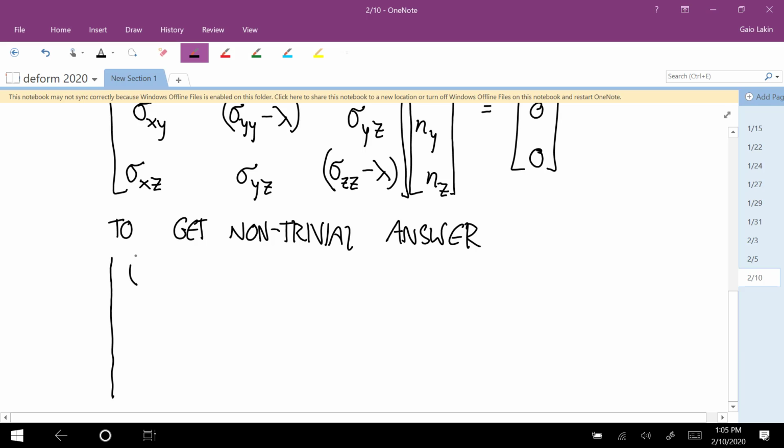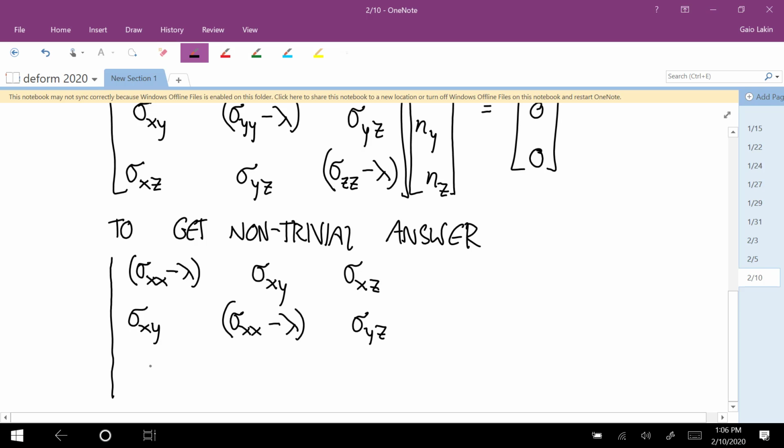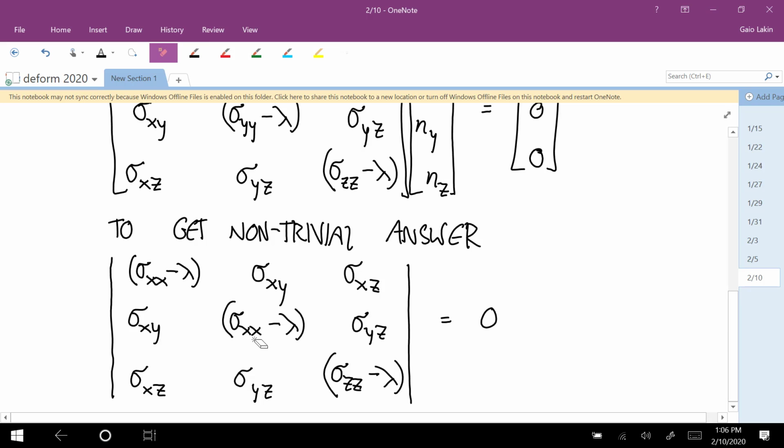So the determinant of, I guess I'm going to write it again. Sigma xx minus lambda, sigma xy, sigma xz; sigma xy, sigma yy minus lambda, sigma yz; sigma xz, sigma yz, and sigma zz minus lambda. The determinant of that matrix is equal to 0. Yes? Yes, it should. Thank you.